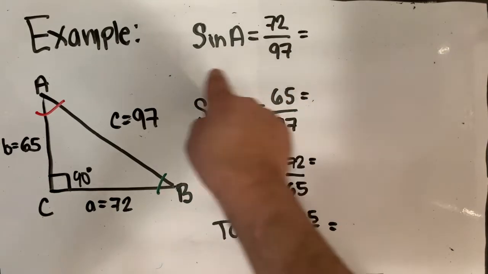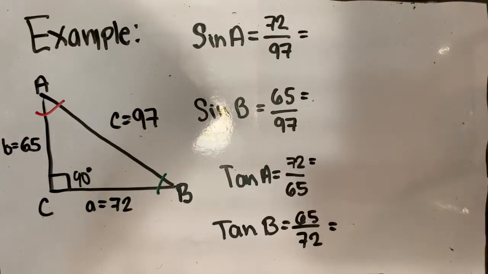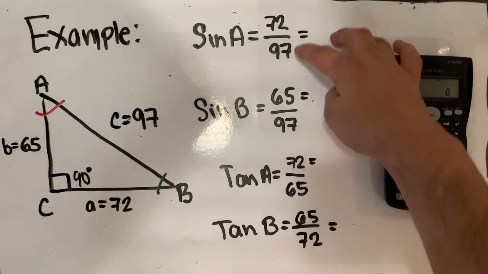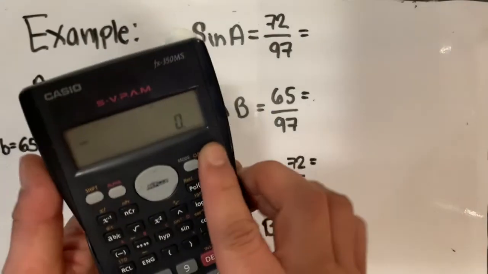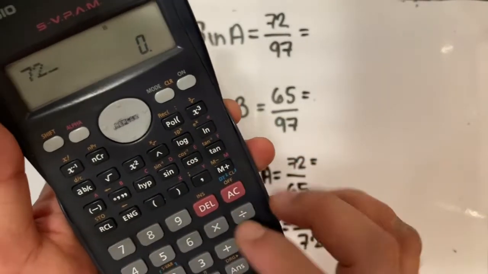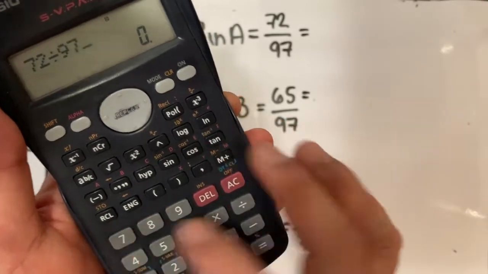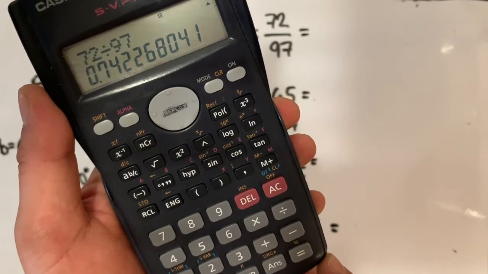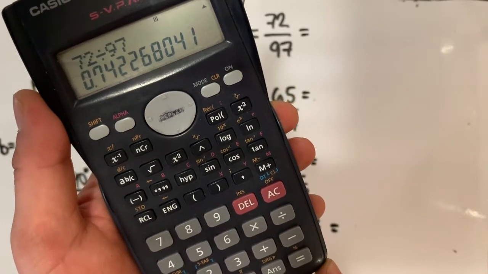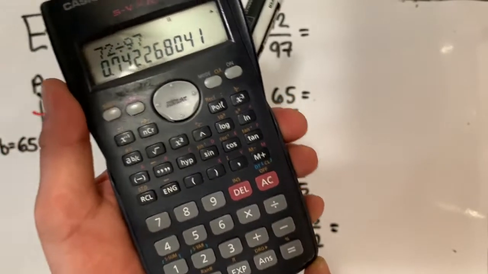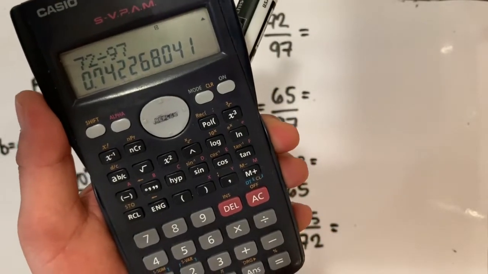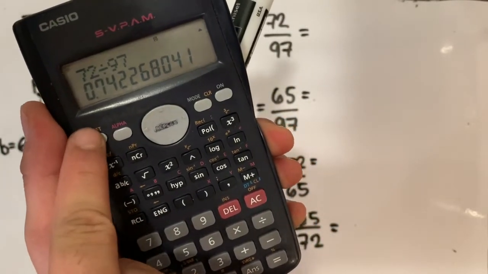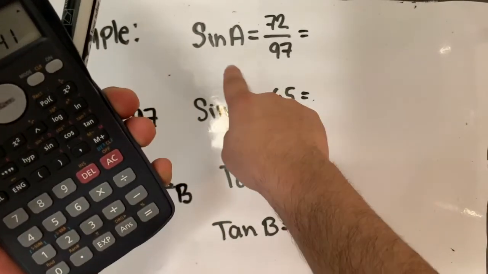In this case, I choose sine. Sine is equal to 72 over 97. I'm going to press 72 over 97 is equal to 0.74226841. The next step to do in here is to press the button of shift, and I'm using, remember, the sine.